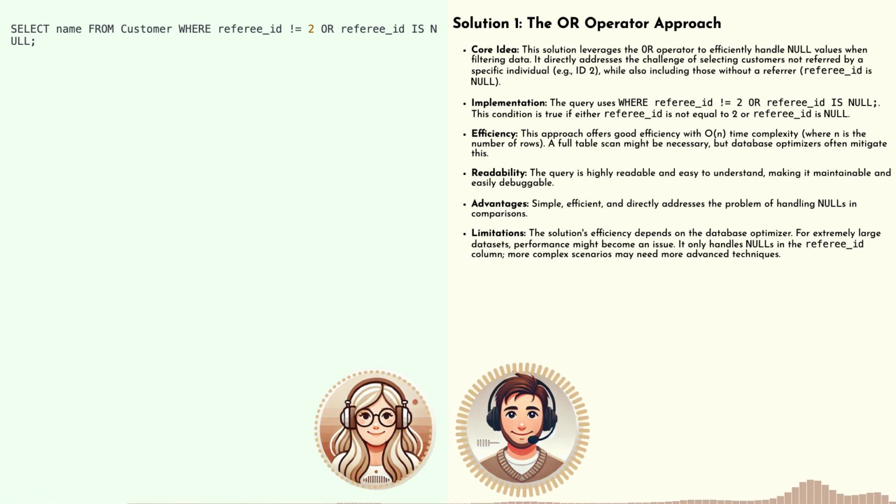Okay, that makes a lot of sense. So in our pseudocode, we basically say something like, select all customers where the referee column is not equal to 2 OR where the referee column IS NULL. Exactly. That's the essence of the OR solution. It's simple, straightforward, and it addresses the way SQL handles comparisons with NULL values head-on. Yeah, it's a fundamental technique that seems applicable in a lot of situations where you're dealing with data that might be missing.